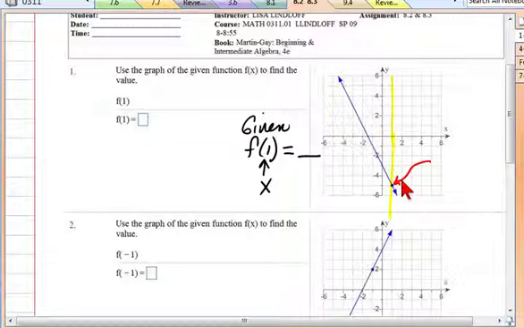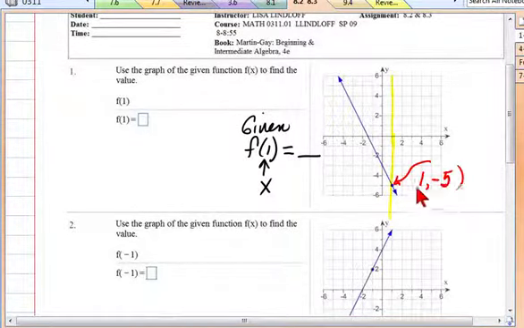What is the name of that point? It is 1 comma negative 5. So how will you answer the question? F of 1 is equal to negative 5. They gave you the x, they want to know the y. Now it's pretty easy, because they put the dot there. If they hadn't, then you would have said, well, let me see where x equals 1 hits my blue line. And it hit it right there. You name the ordered pair, you answer the question.